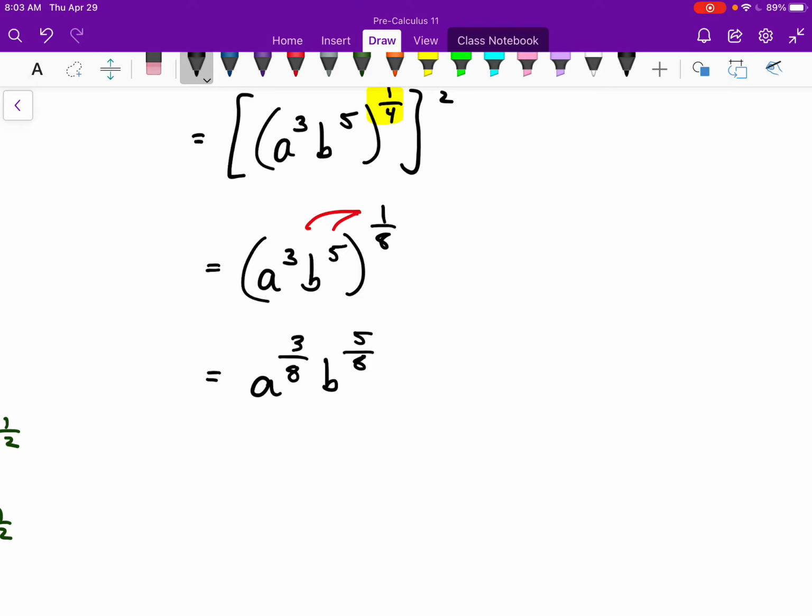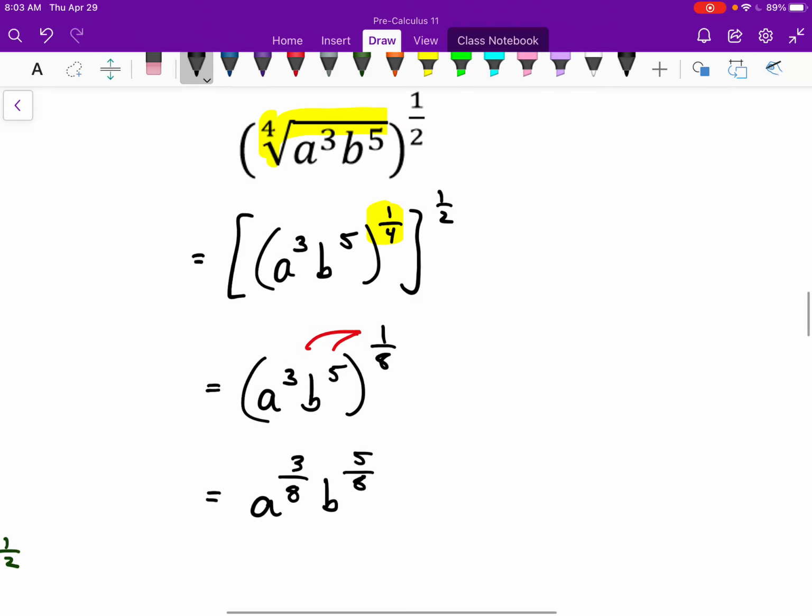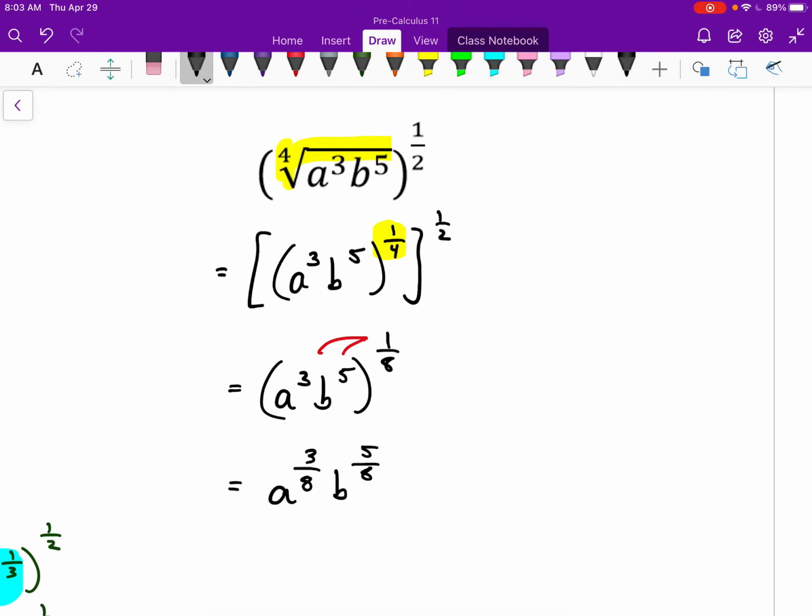It's not like we can evaluate a or b. And again, compared to what we started with, that is simpler. Everything's been written as an exponent as requested. My exponents, 3/8 and 5/8, are in lowest terms, so there's nothing more to do there. So we're done. We simplified it as much as we can.